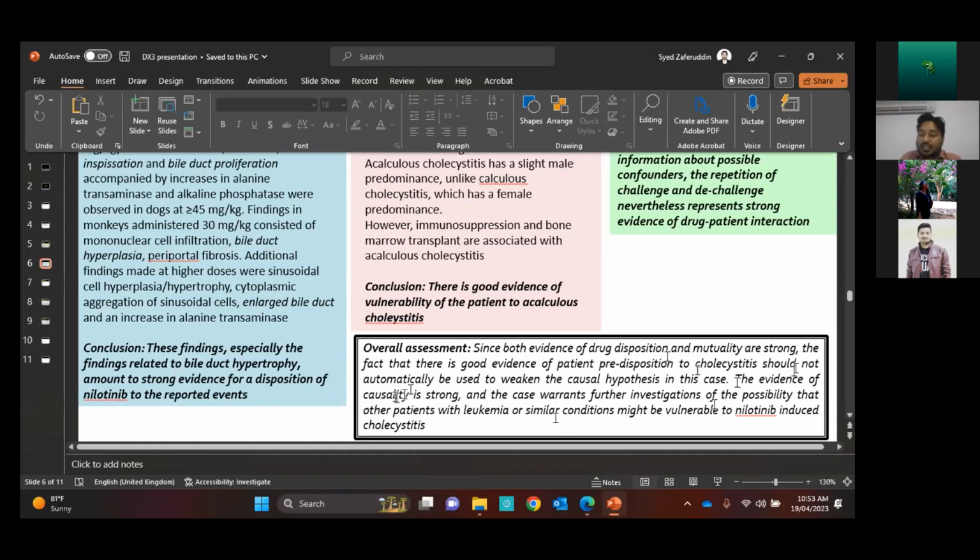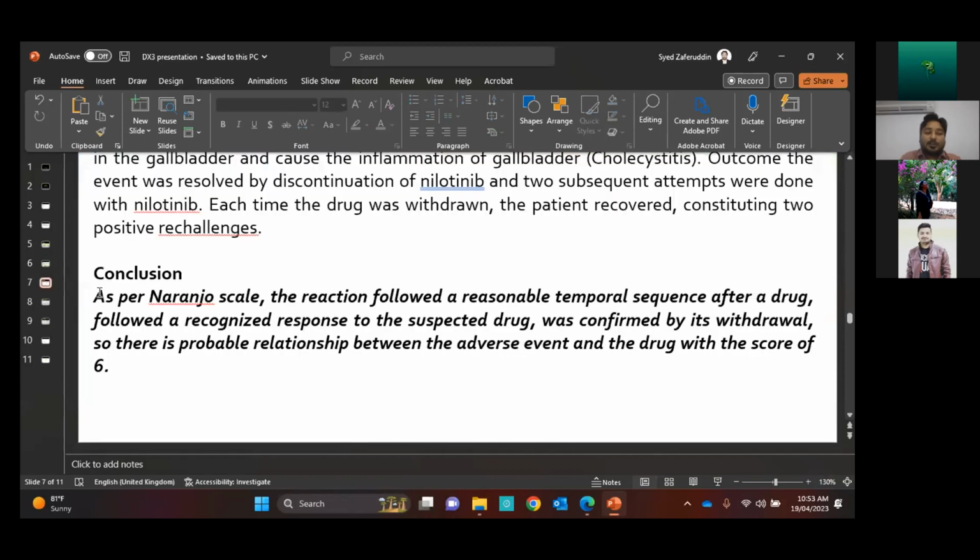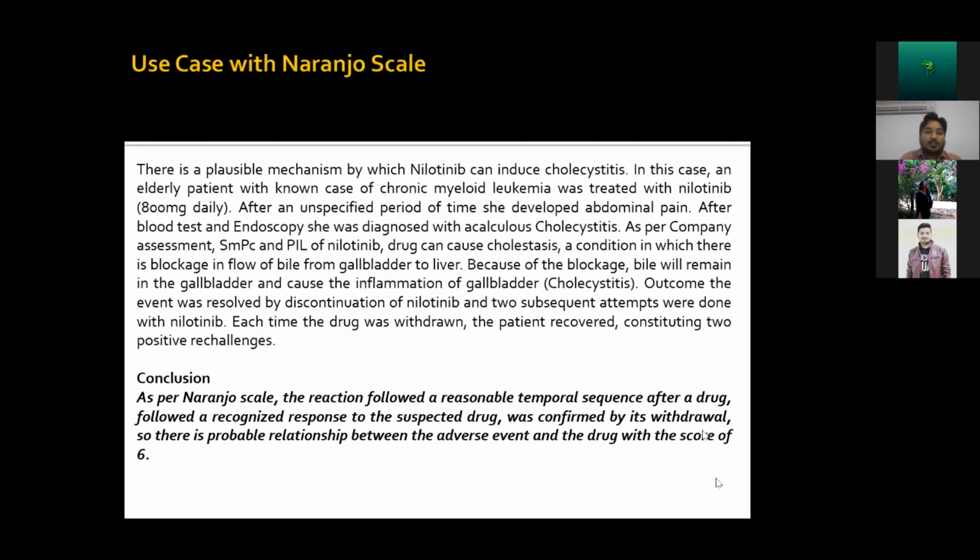So with a single case, we can conclude this very important information. So this is the beauty of this scale. If I had applied the Naranjo scale to the given case, I can conclude that there is a reasonable temporal sequence after the drug, followed by a recognized response to the suspect drug, confirmed by its withdrawal. So there is a probable relationship between adverse event and drug with a score of 6. So that will be a probable association.